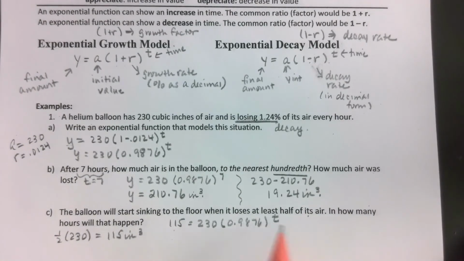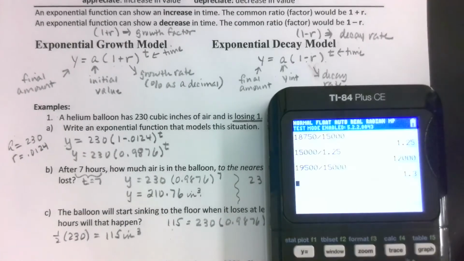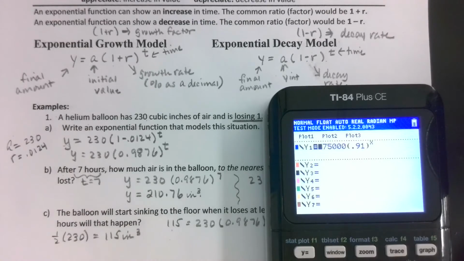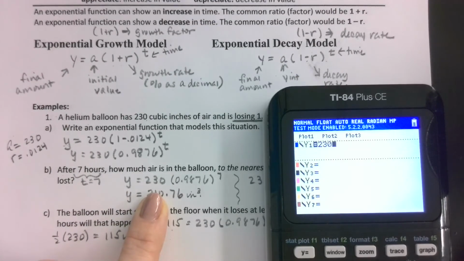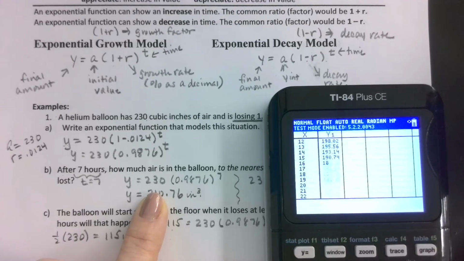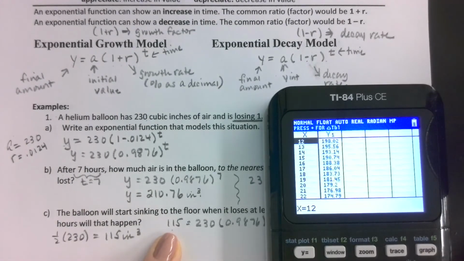When we're looking for that exponent, what we can do is we can use our calculators. We're going to go to the y equals. Let's put in our equation. Y equals 230 times 0.9876 to the t. So we'll use x to represent t. And then we're going to look at our table of values until we get as close as we can to 115.